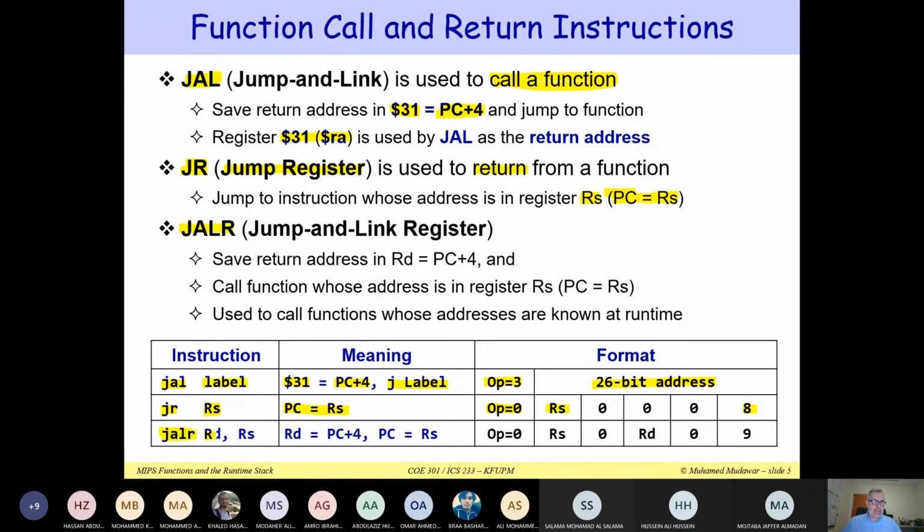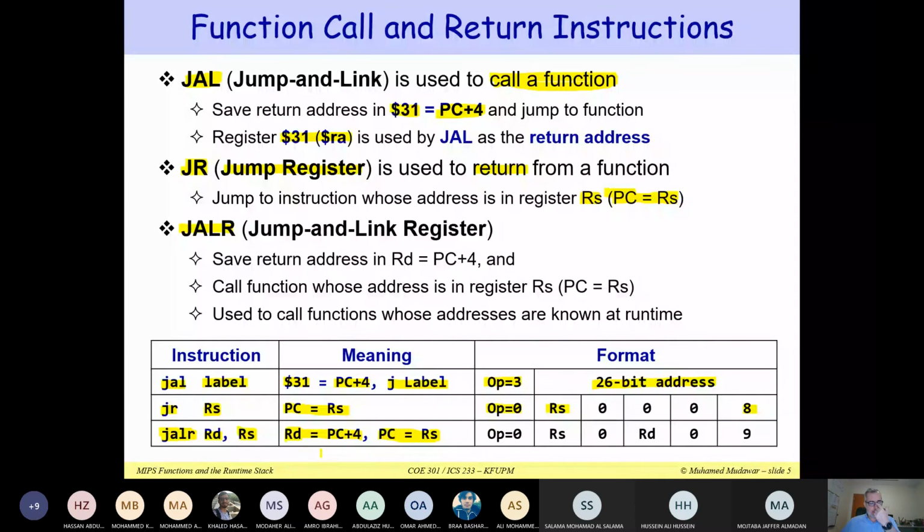You specify RD, which is the destination register, and RS, which is a source. What this instruction does is jump to register RS. It's like a jump register, so PC becomes RS, but it also does a link: RD, the specified RD, is equal to PC plus 4. PC plus 4 is nothing but the return address.